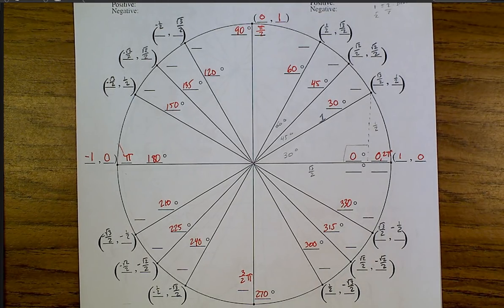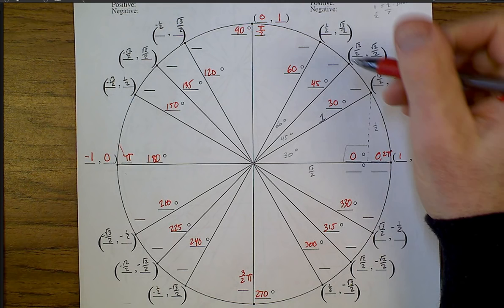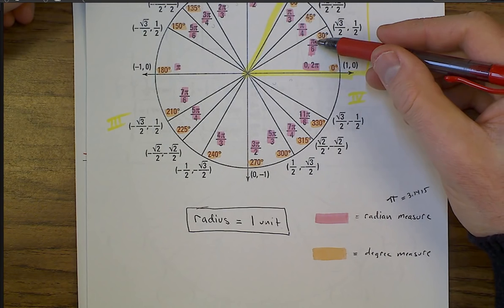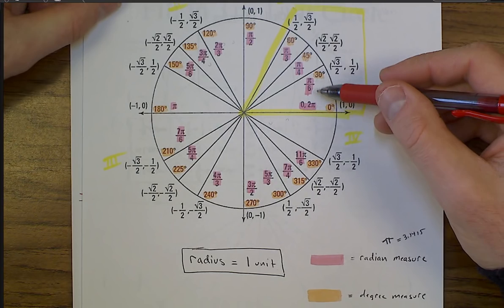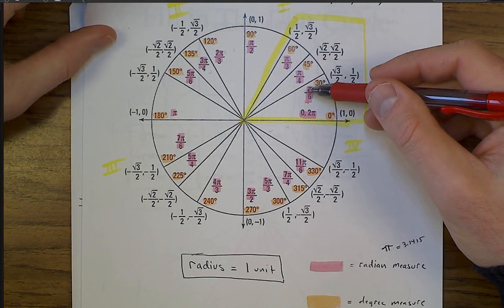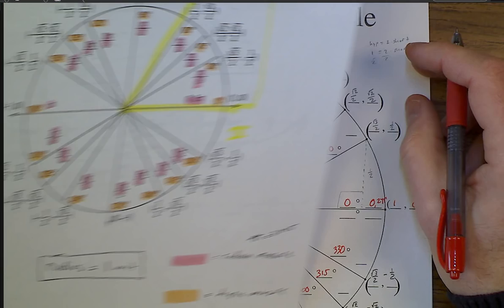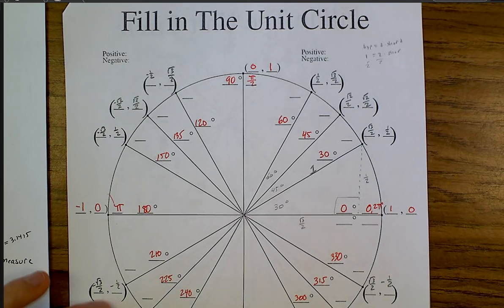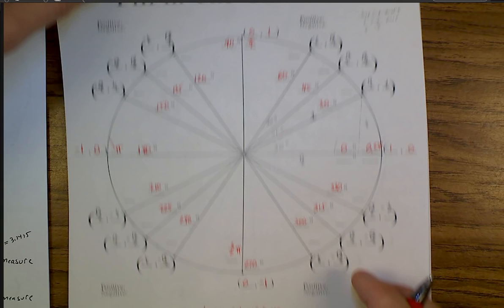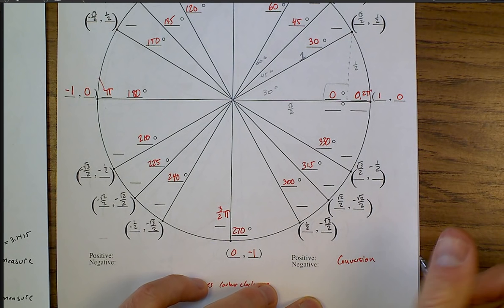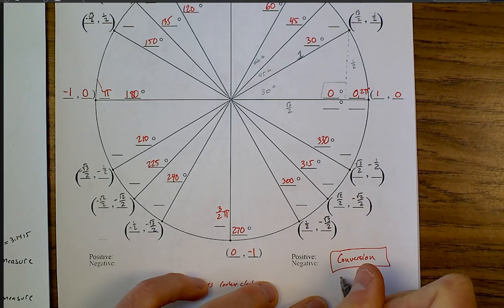Now, we got to figure out how to get these fractions of pi. These are our radian measures. This can get a little tricky, but I'm going to show you how I do it, and hopefully it makes sense to you. So I'm going to teach you a conversion, and this is important. It's going to help you out along the way. A basic conversion from degrees to radians.